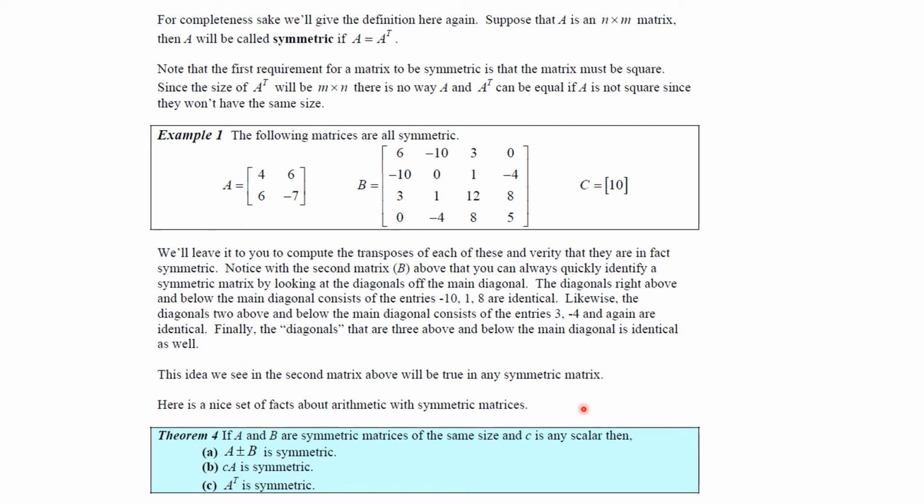And here are some facts about the arithmetic that we can do with symmetric matrices. If you have two symmetric matrices of the same size, and if lowercase c is any scalar, then you can add two symmetric matrices of the same size and get a symmetric matrix. cA would be symmetric, and if A is symmetric, then the transpose of A is also symmetric.